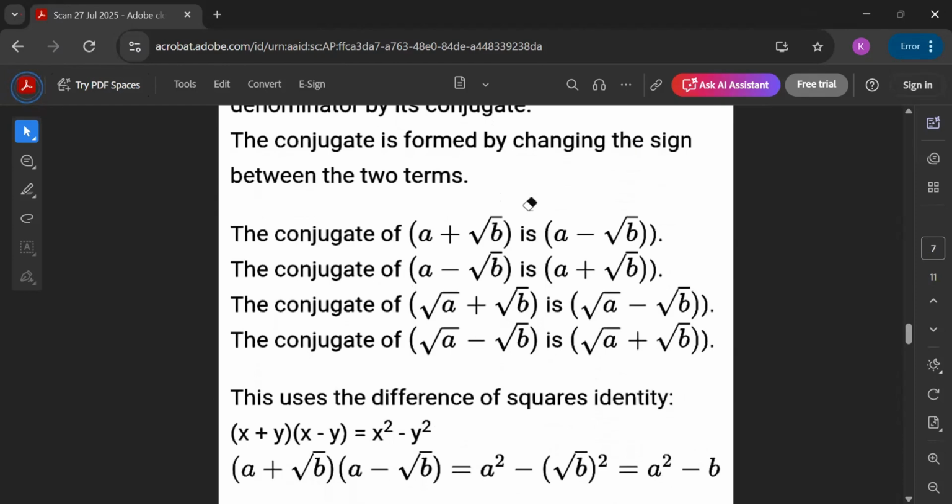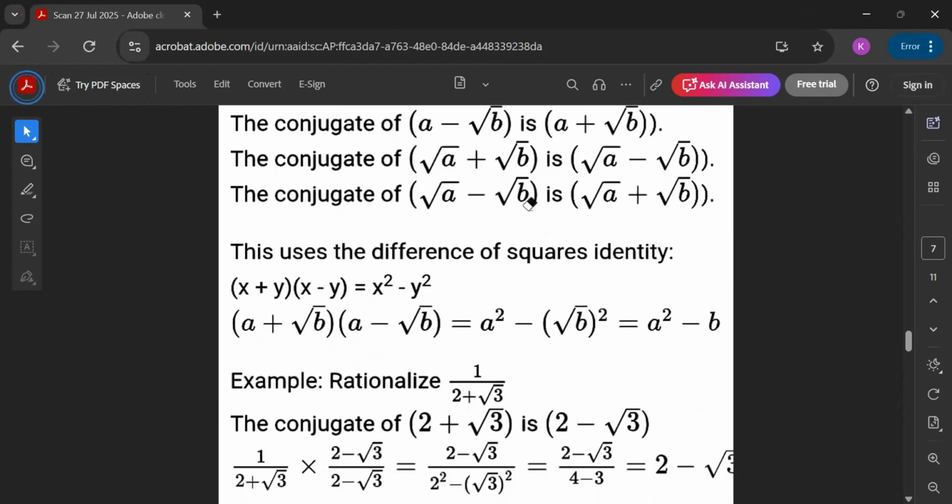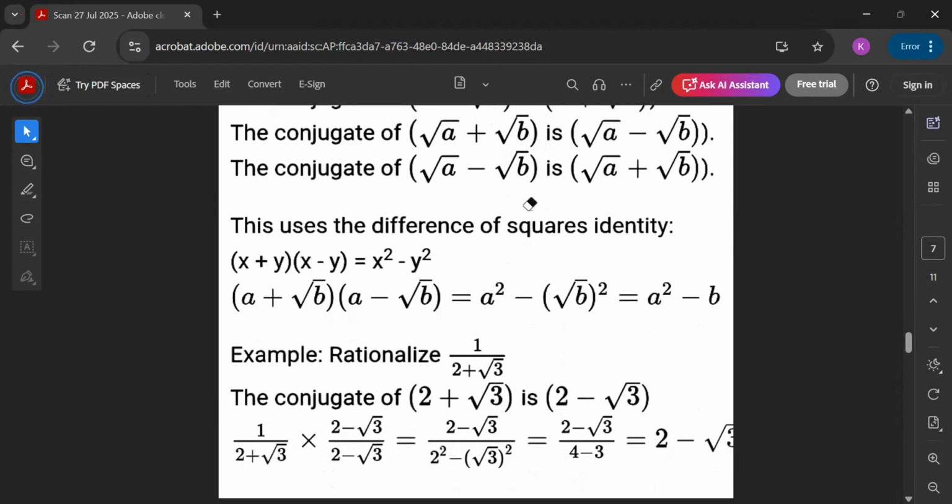Okay, so after the concept of conjugate, the very important concept is the third identity. If you remember, we have done the third identity in the junior classes, that is a square minus b square equals a plus b times a minus b. Over here, they have written x square minus y square equals x plus y times x minus y.